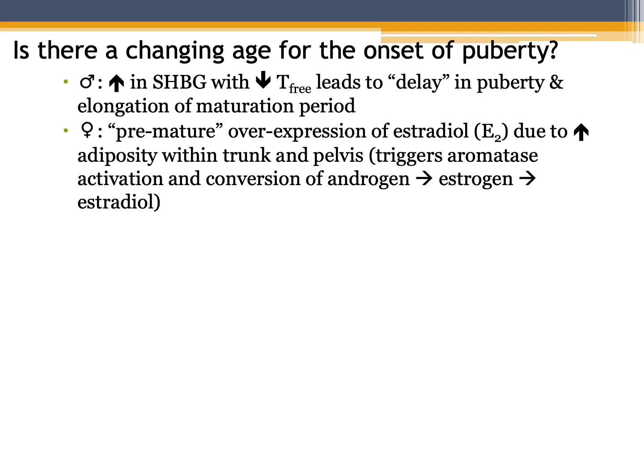Whereas for males, the increasing of sex hormone binding globulins due to increased adipose and adiposity changes the amount of testosterone available, which means that even though we're starting puberty at the same time, it's taking a much longer duration in order to exit puberty for the male.